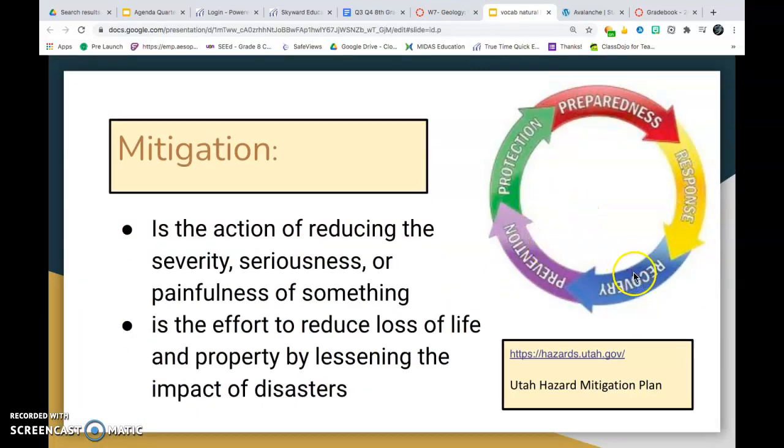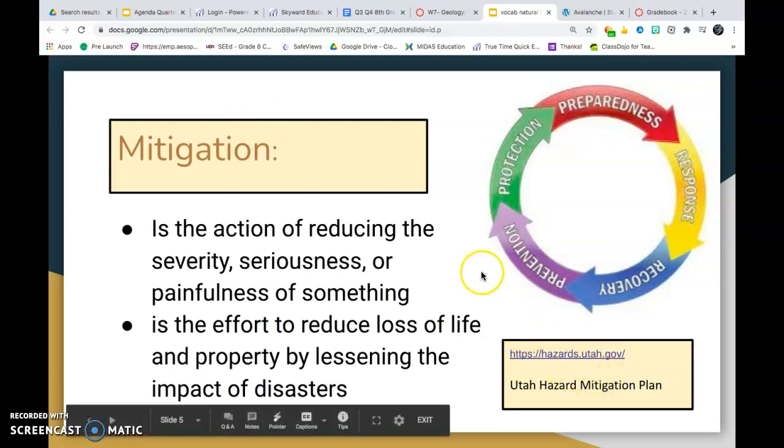So in mitigation, we try to have some preparedness. We try to have a response, like what are we going to do after it happens? How are we going to pick up the pieces and move on past the natural disaster or hazard? We do try to prevent and protect as much as we can before the event happens, but this is the cycle of mitigation, and each state has their own mitigation plan to deal with these natural hazards.